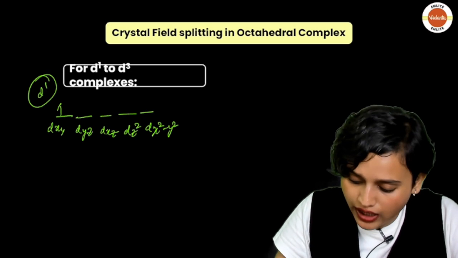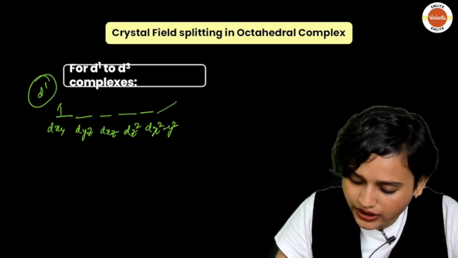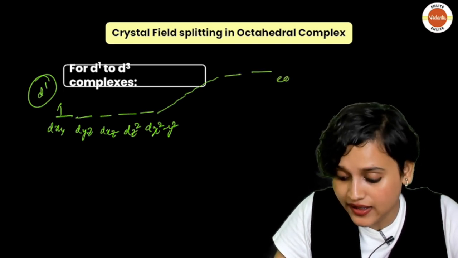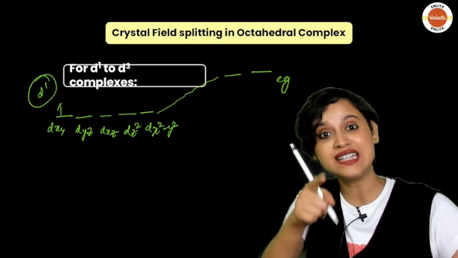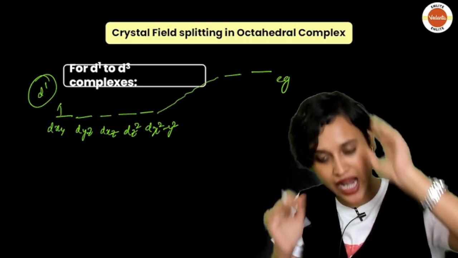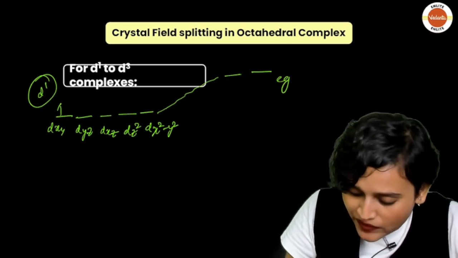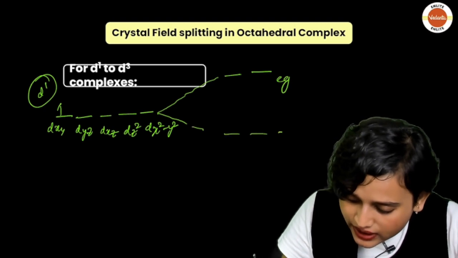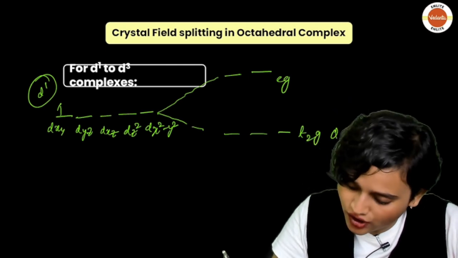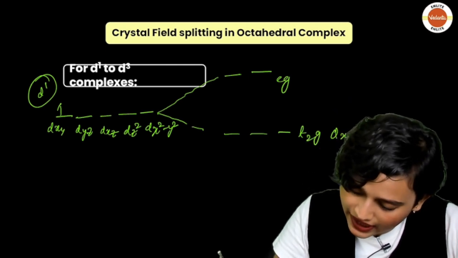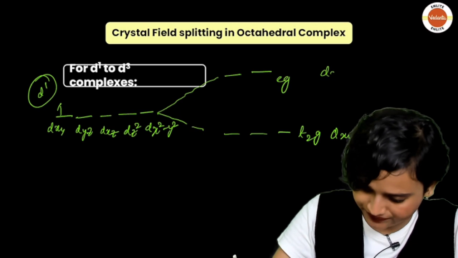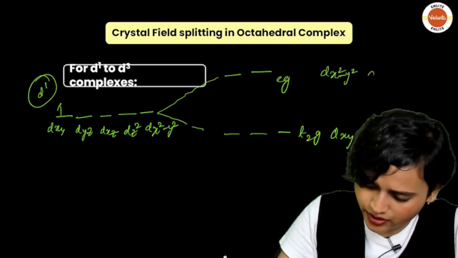So from here the energy will rise up. You will have two here, these are the axial ones. This is your EG. I will tell you why this is EG and why there is T2G, and then we will again do something where it will be T2 and E. I will explain that also. But now understand that this is EG and these are your three non-axial ones. These are T2G. This is your dxy, dyz, and dxz, and this is your dx square minus y square and dz square.